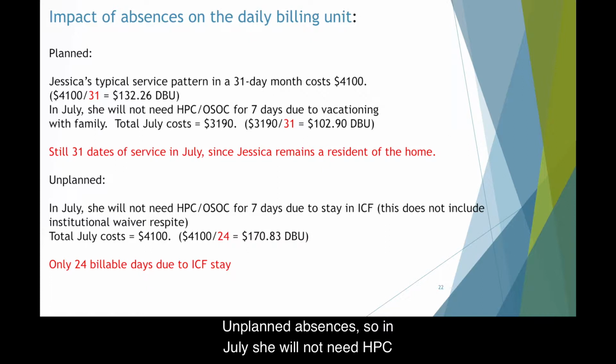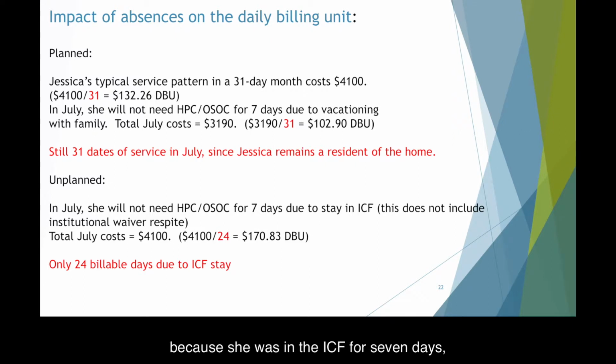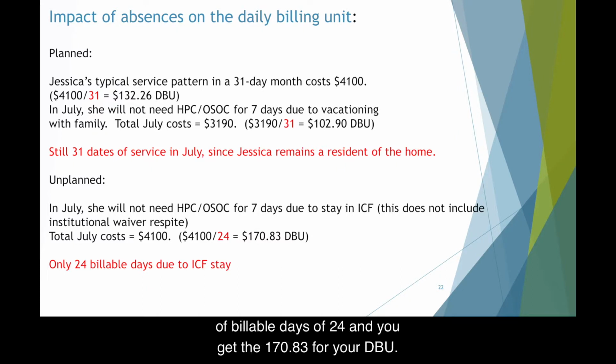Unplanned absences. So in July, she will not need HPC on-site on-call for 7 days due to the stay in the ICF. This does not include institutional waiver respite. So total July costs were $4,100. 4,100 divided by 24, because she was in the ICF for 7 days. So that 4,100 gets spread over the number of billable days, 24, and you get the 170.83 for your DBU. Okay, Jess. In example 1, yep.